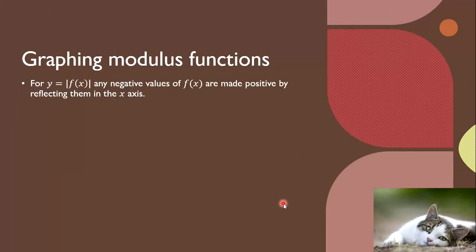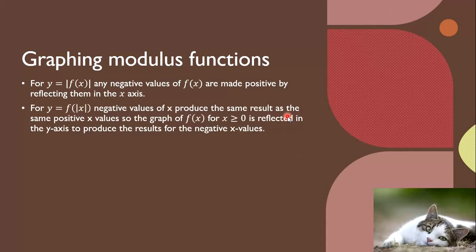Graphing modulus functions. So for y is equal to the modulus of f of x, any negative values of f of x are made positive by reflecting them in the x-axis. So if, we'll call this top line here the x-axis, if you had a curve that went like this, this bit here would be reflected upwards like this. So it would be a V-shaped graph.